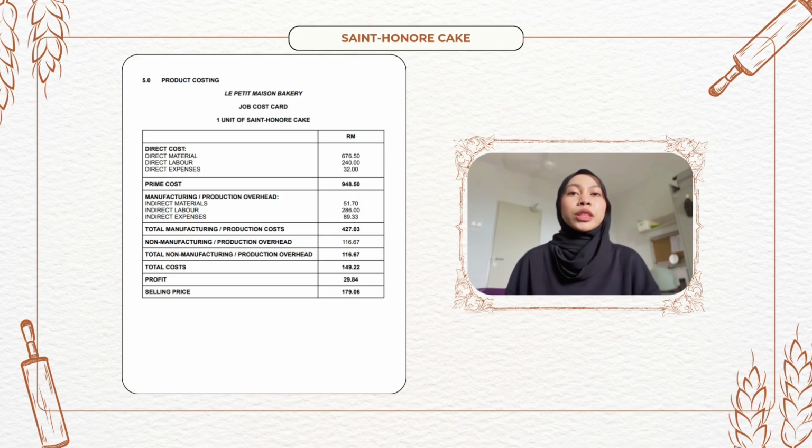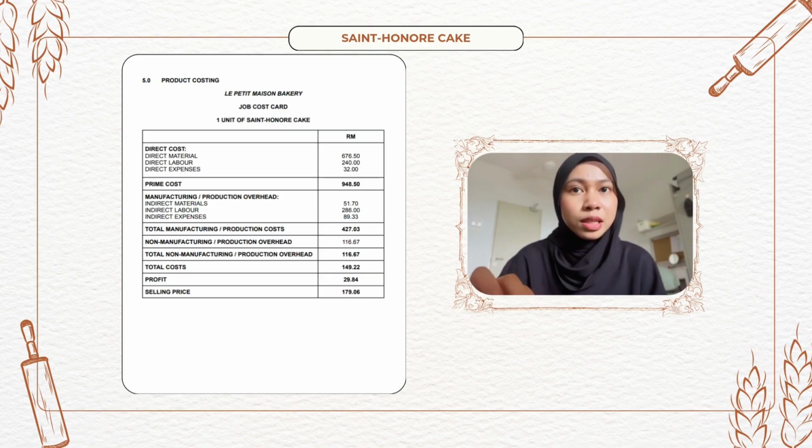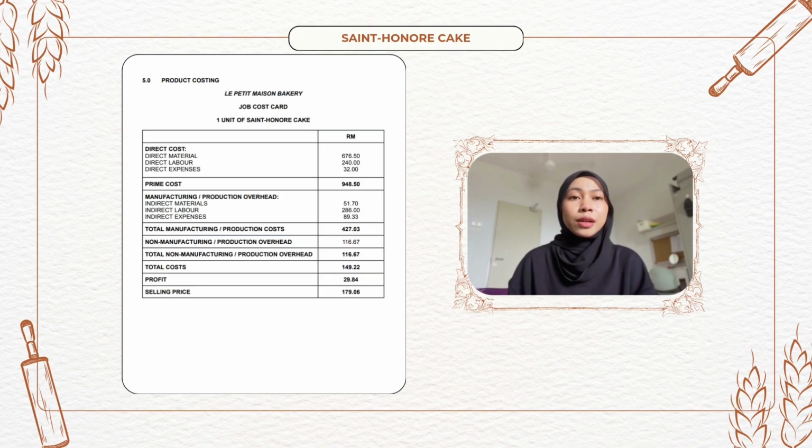So next we got manufacturing. For indirect materials we got 51 ringgit 70 cents. Indirect labor we got 286, and indirect expenses we got 89.33. So the total manufacturing after we add everything is 427.03. So next, the total non-manufacturing we got 116.67, and total cost we got 149.22, while the profit we got 29 ringgit 84 cents, and the selling price of one sand cake we got 179.06.